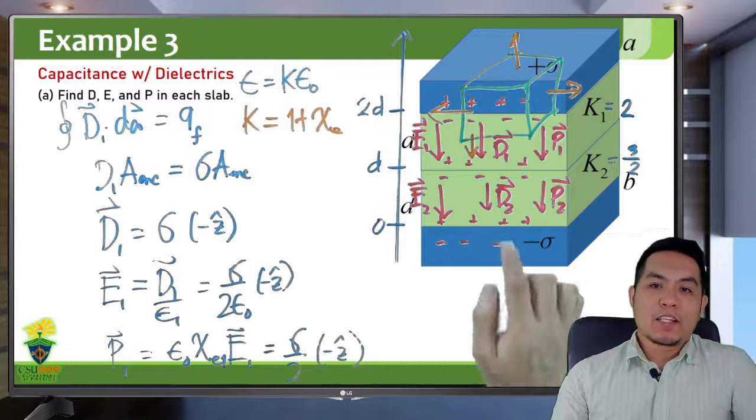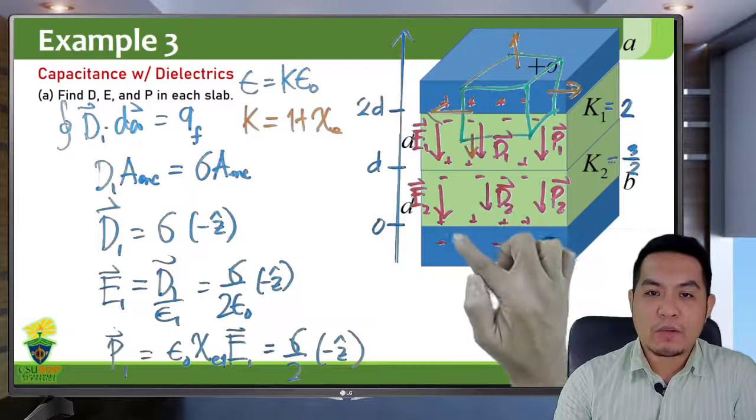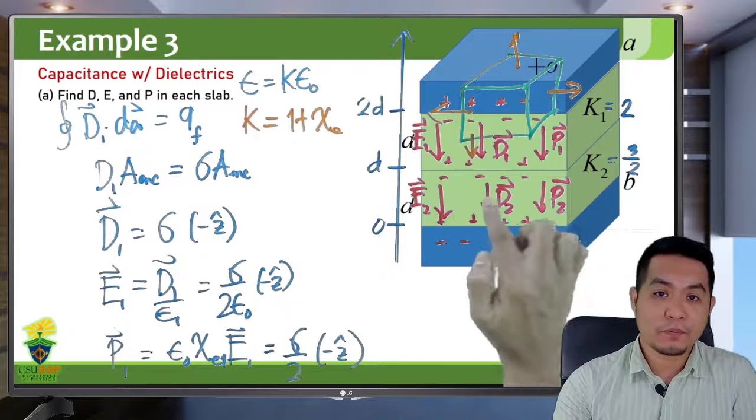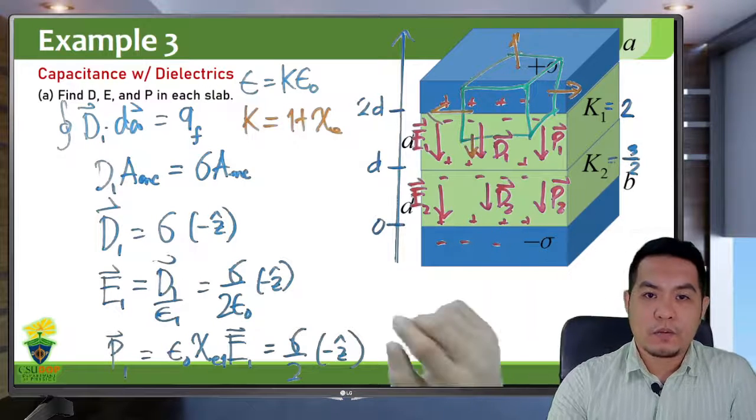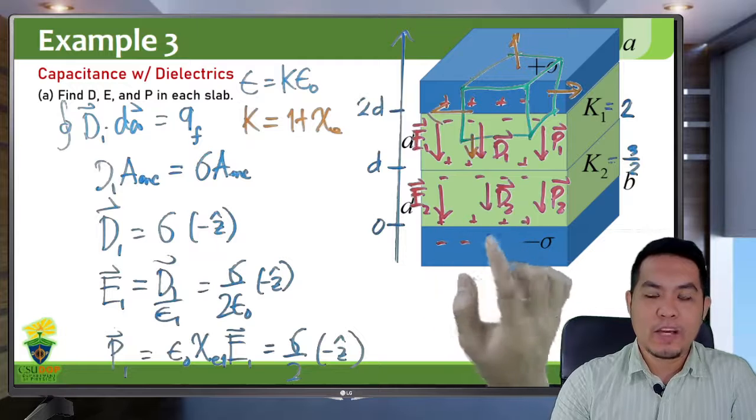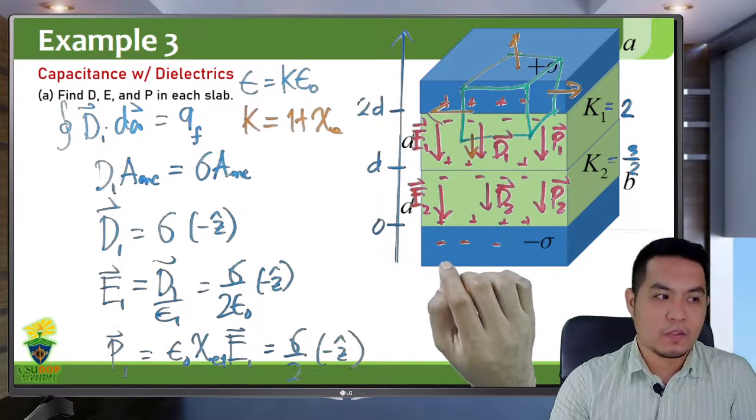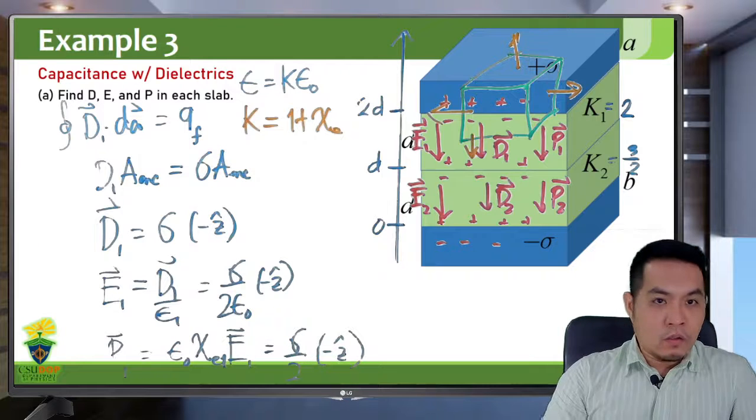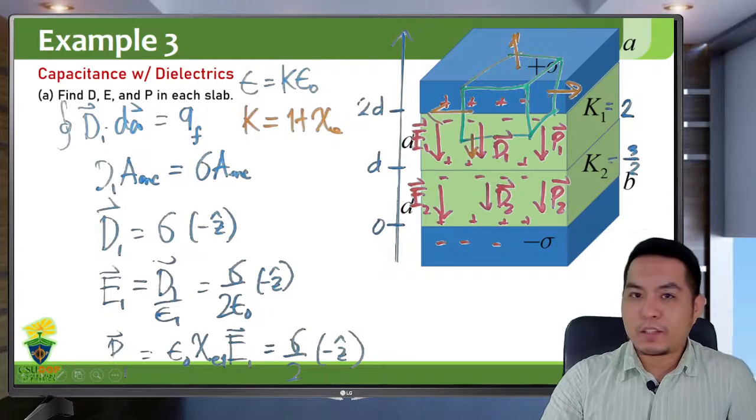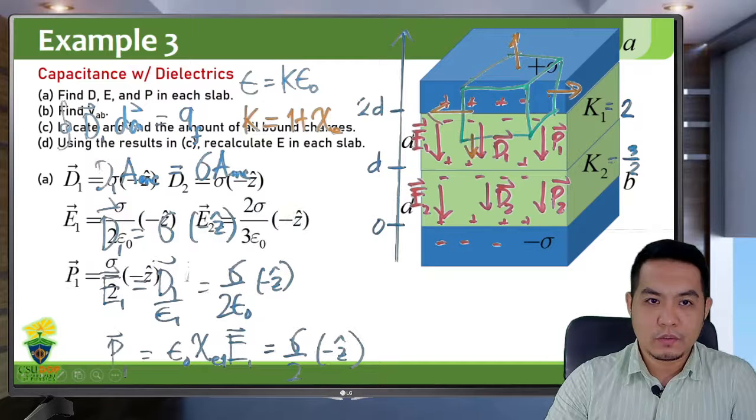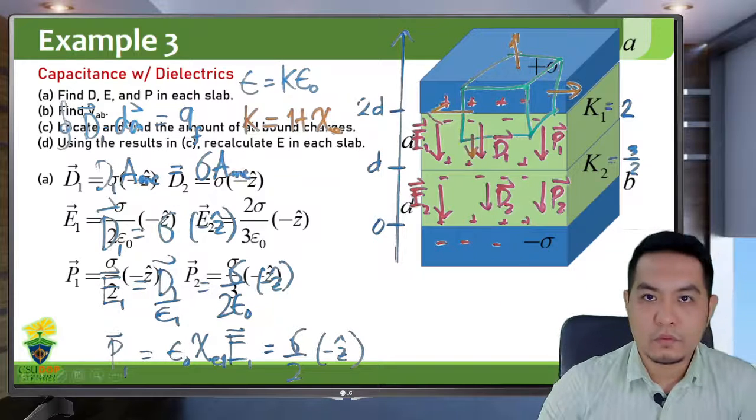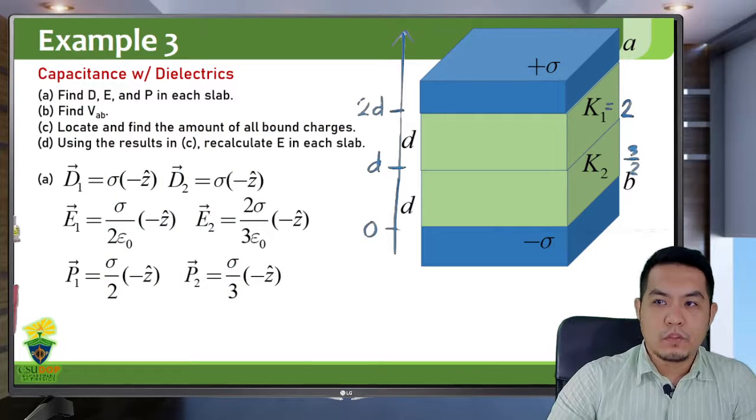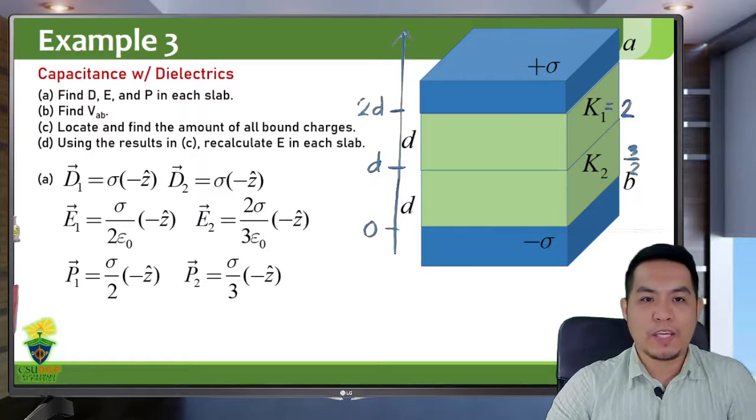You repeat the process for slab number 2. You make a Gaussian surface in this region here, and then solve for D2, E2, and P2. So you will actually get these values for D1, E1, P1, D2, E2, and P2.